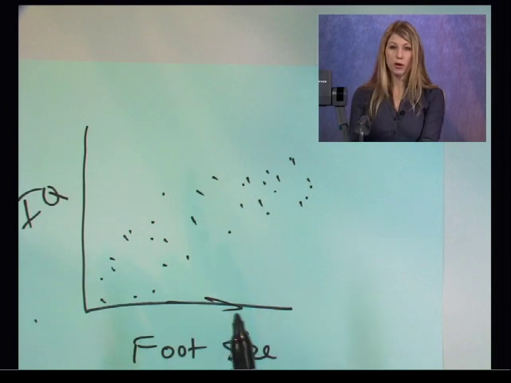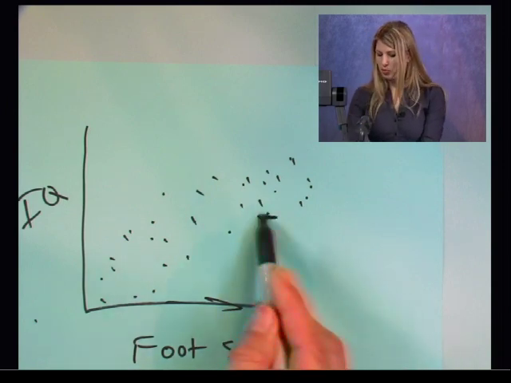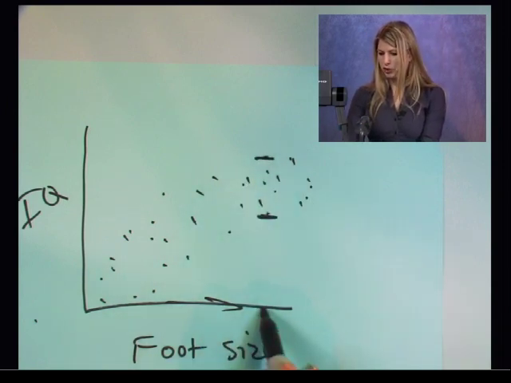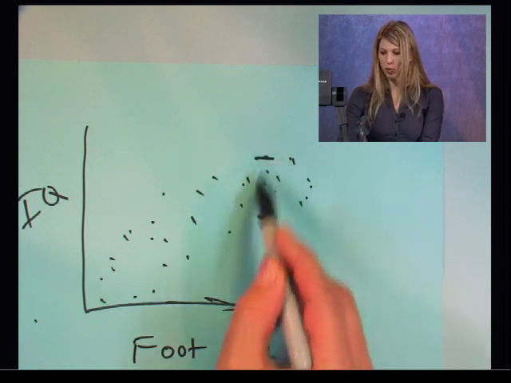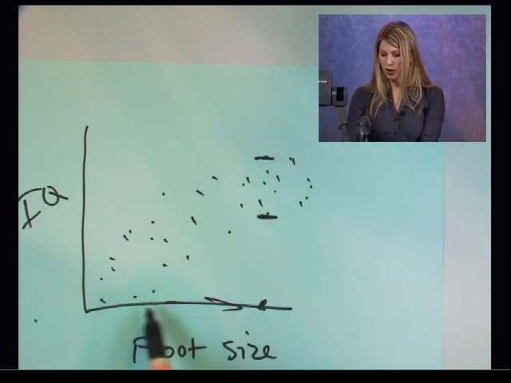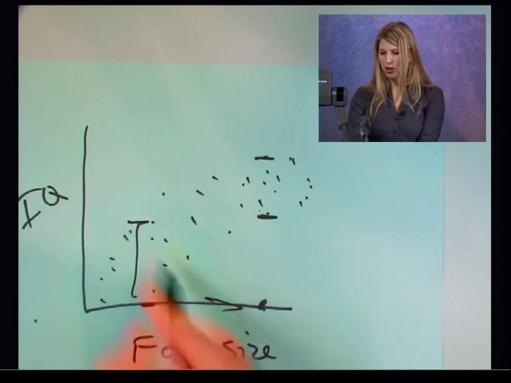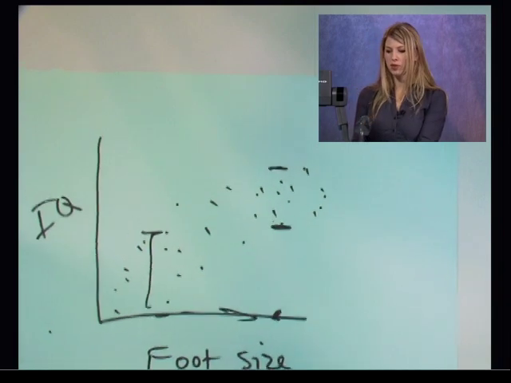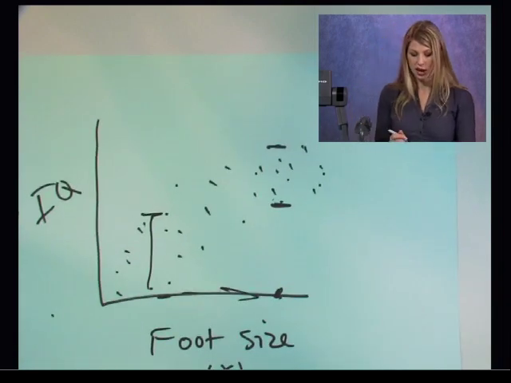Okay. Now it's not a perfect relationship. There's still some room for error. If you know someone's foot size right here, you know that their IQ is probably between this range. If you know their foot size down here, you know their IQ is between this range. But there is this positive relationship between these two continuous variables.